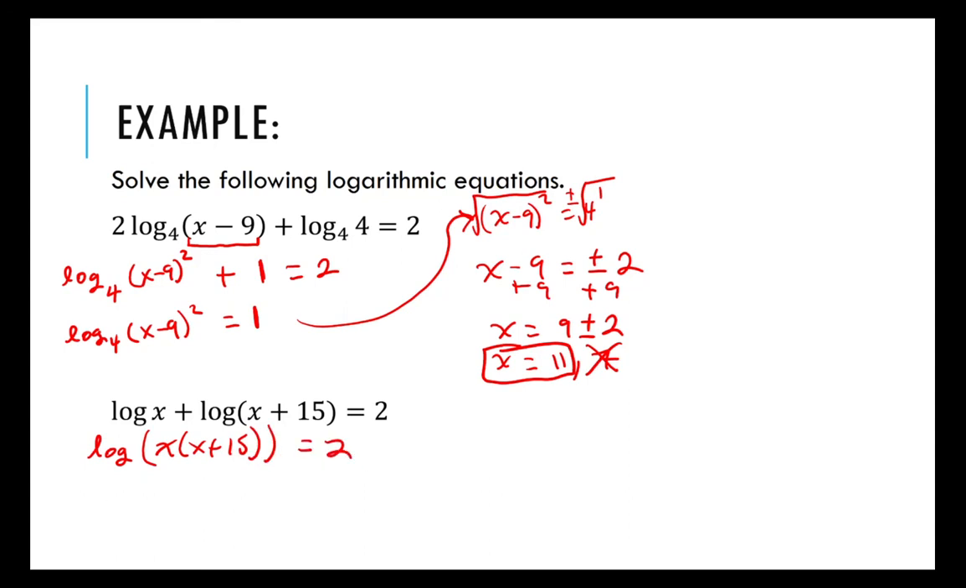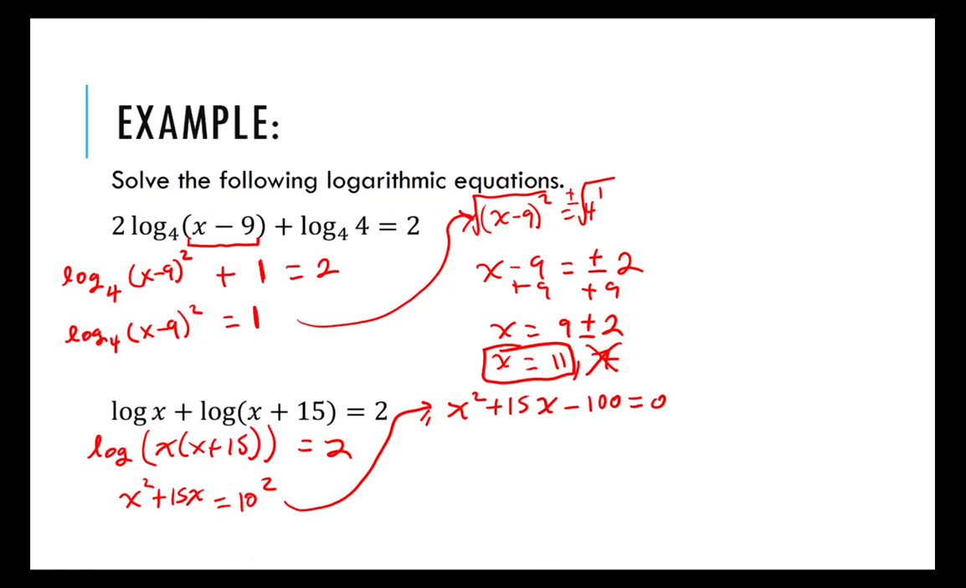So now I can write this as an exponential equation. That's then going to be 10 squared is equal to, and I'm going to distribute the x, that's going to be x squared plus 15x. At this point, notice that we do have a quadratic, so I want to put everything on one side. That's going to be x squared plus 15x minus 100 is equal to 0.